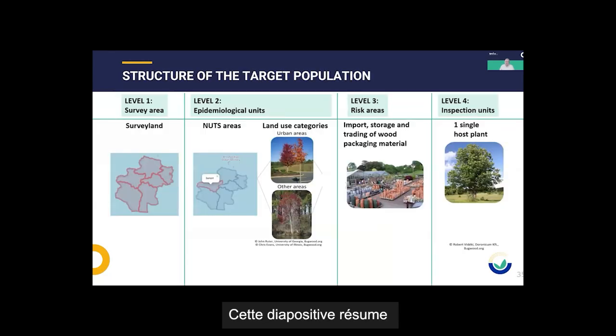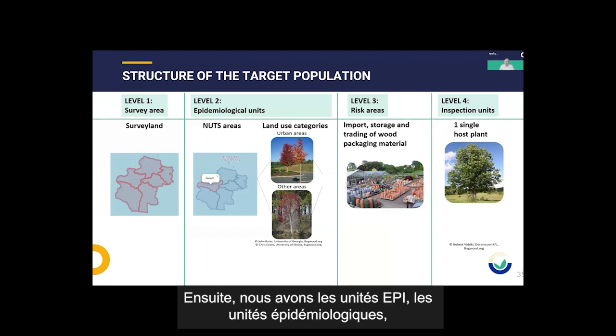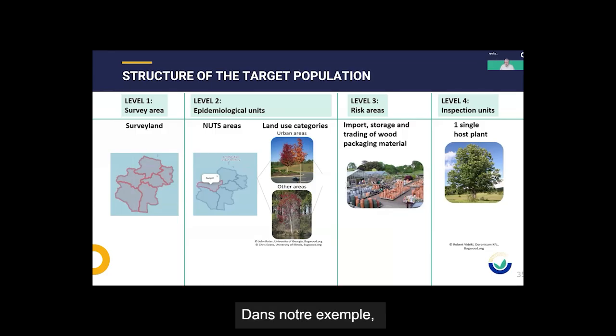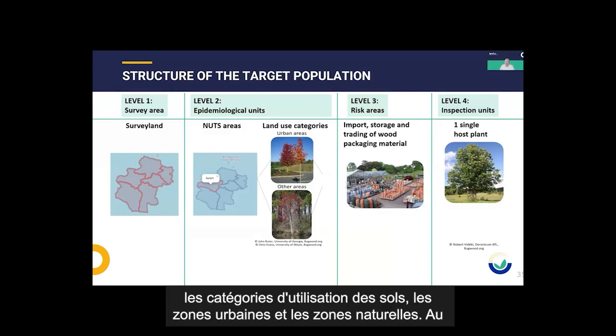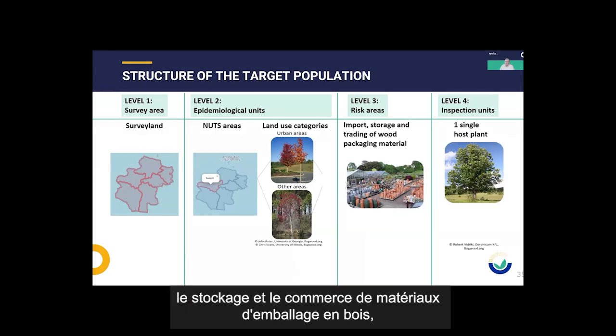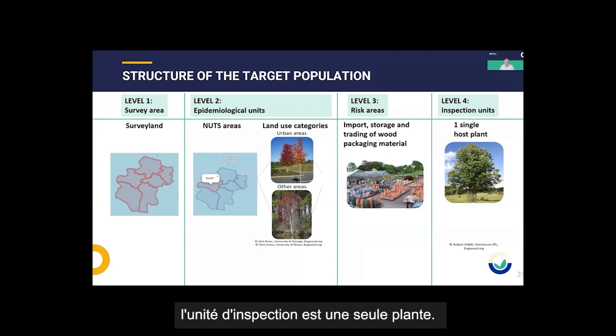This summarizes the structure of our target population. We have in level 1 the survey area, the survey land. Then we have the EP units, epidemiological units, that can be defined as NUTS areas or land use categories. In our case, in this example, we will use land use categories, urban areas and natural areas. In level 3, as discussed, we will use as risk areas the import, storage, and trading of wood packaging material. And as you already know, the inspection unit, level 4, is a single plant.